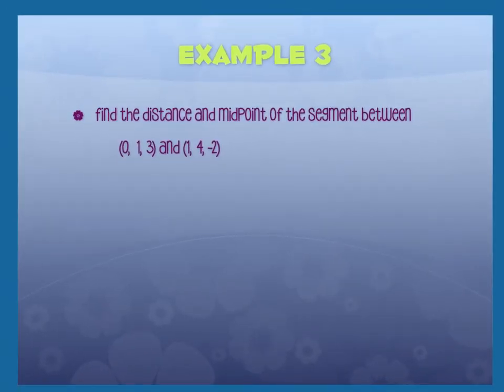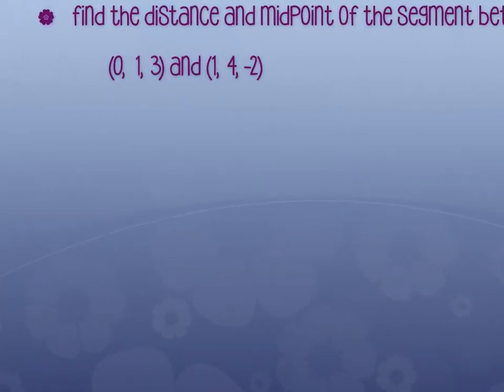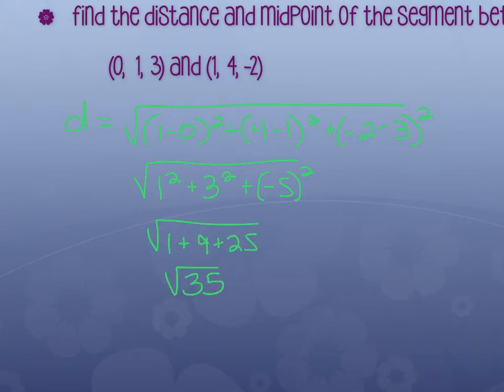Okay, example 3 says find the distance and the midpoint of the segment between (0, 1, 3) and (1, 4, -2). So again, distance is just the distance formula with an added variable. So D would be the square root of, and I can do 1 minus 0 or 0 minus 1 as long as I'm consistent. I'm going to do 1 minus 0 squared plus 4 minus 1 squared plus -2 minus 3 squared. And I get the square root of 1 squared plus 3 squared plus -5 squared. 1 plus 9 plus 25, or the square root of 35.